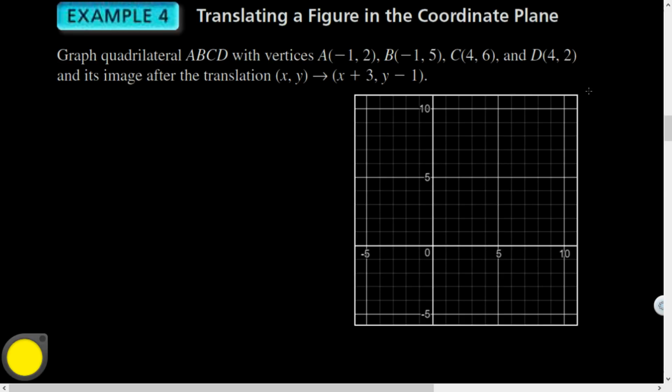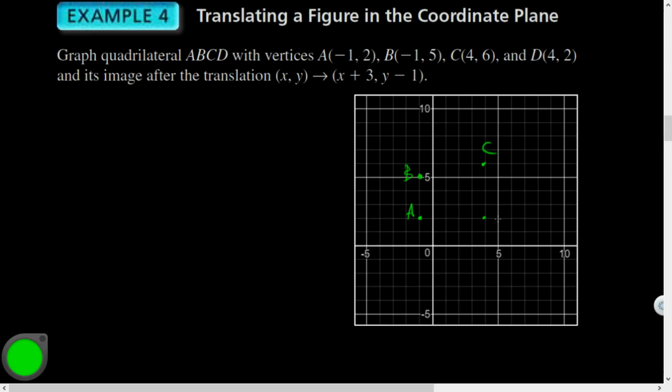All right, example 4. All right, my friends, let's translate a figure. So it says translating a figure in the coordinate plane. Oh, you can translate things that are more than just triangles. This is called a rule for translation. I'm going to draw the points A, B, C, and D. A is -1, up 2. B is -1, up 5. C is over 4, up 6. And D is over 4, up 2.